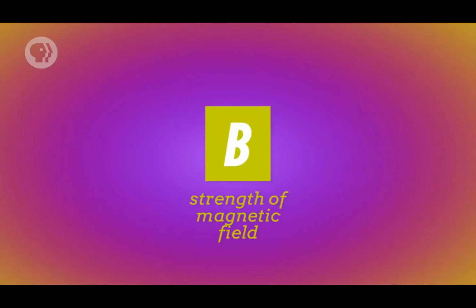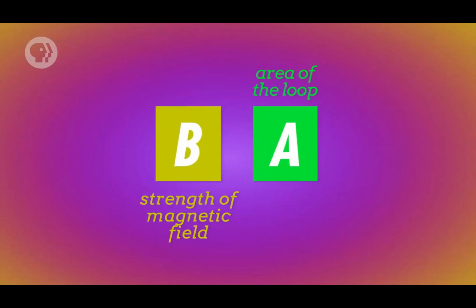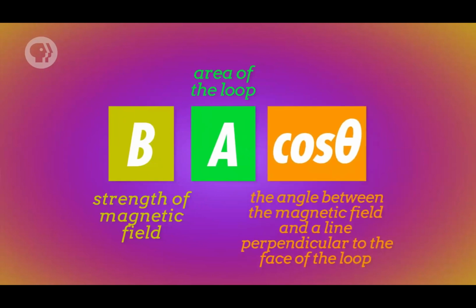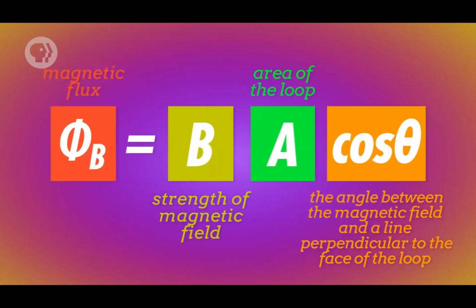And there are three factors that affect the magnetic field, and therefore the magnetic flux through the loop. First, there's the strength of the magnetic field, which we label as B. Next, there's the area of the loop, A. If the loop is bigger, there'll be a larger magnetic field running through it, and vice versa. And finally, there's the angle theta between the magnetic field and the line perpendicular to the face of the loop. Combining all these factors, we find that the magnetic flux is equal to the strength of the magnetic field times the area of the loop times the cosine of the angle between the magnetic field and that perpendicular line.